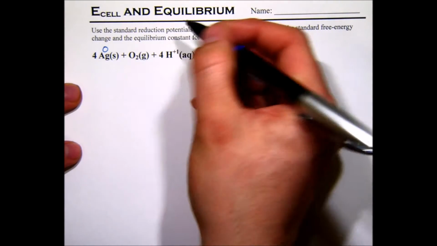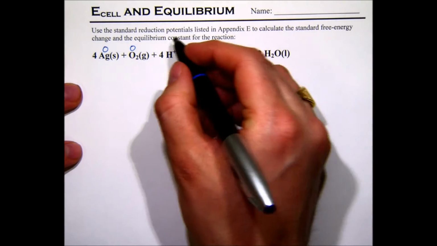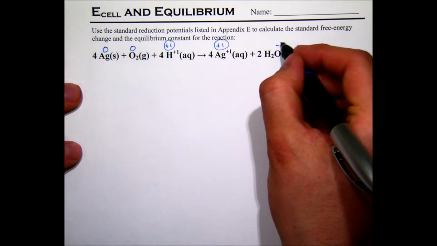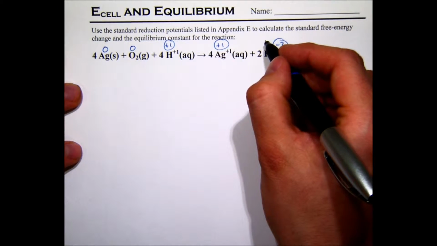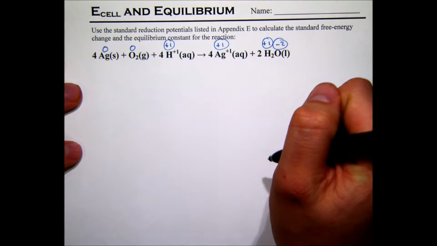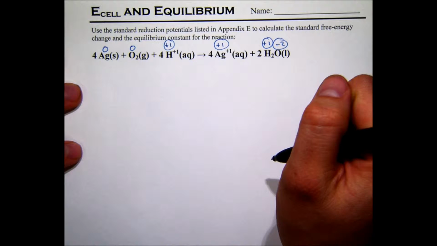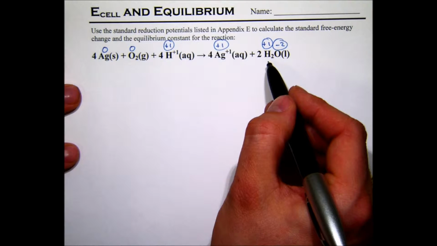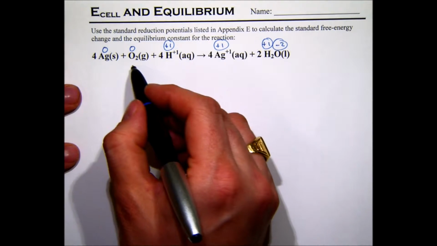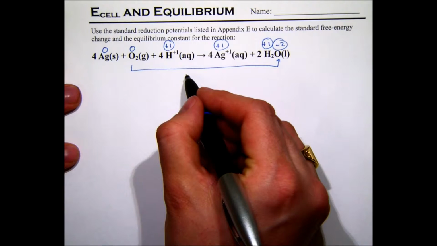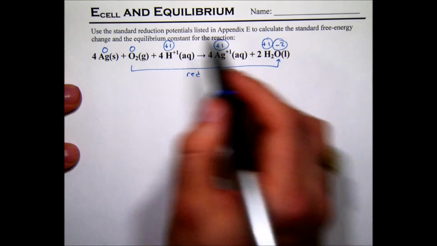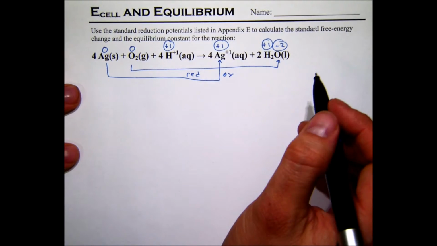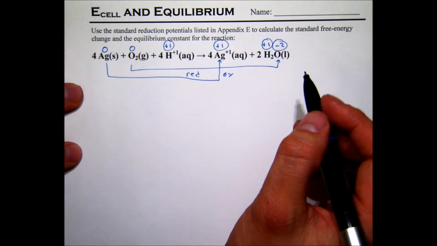So silver solid is 0, oxygen in its pure state is 0, plus 1, plus 1, minus 2 for oxygen, and plus 1 for hydrogen. So no change in the hydrogen, but we do see oxygen being reduced, and we do see silver being oxidized.